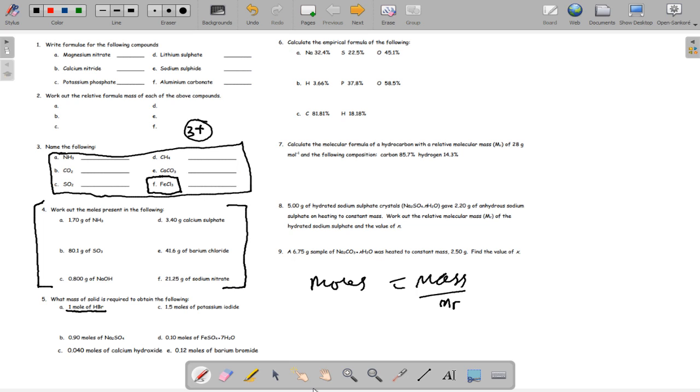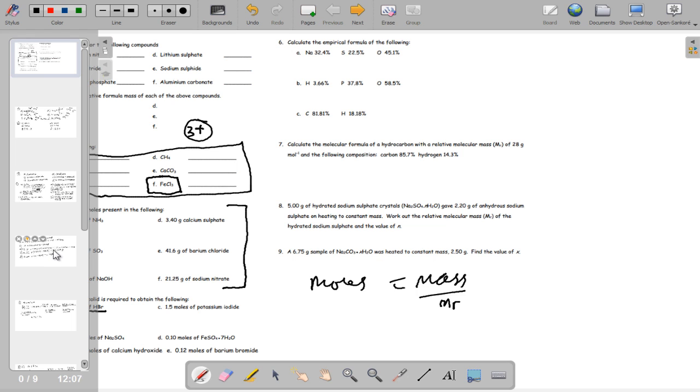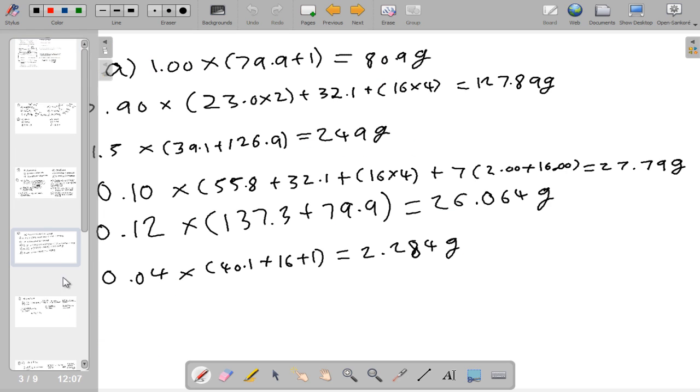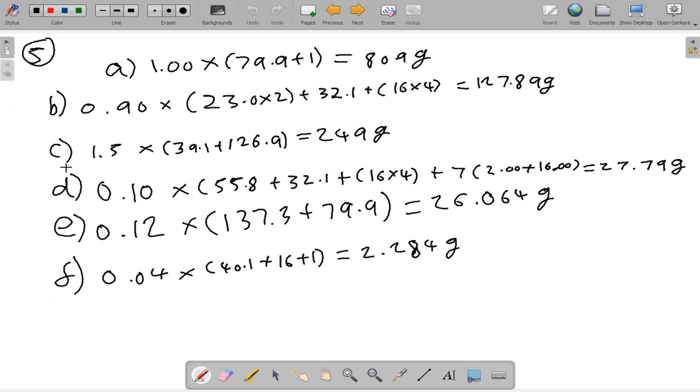So have a quick pause. Okay, we'll go through the answers now. So question 5, this one. So A, 80.9 grams, bromine plus hydrogen equals 80.9, and 0.9 moles times 2 sodiums, 1 sulfur, and 4 oxygen atoms, which gives us 127.89 grams.